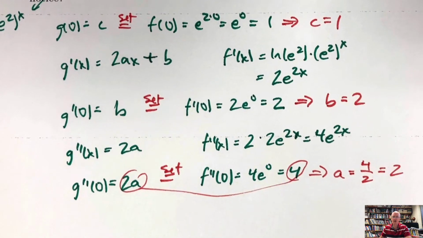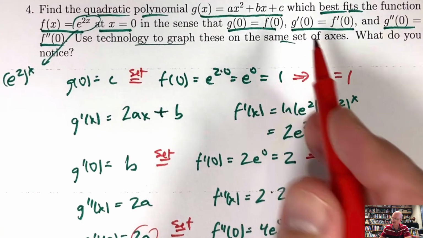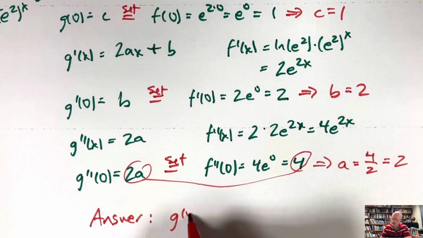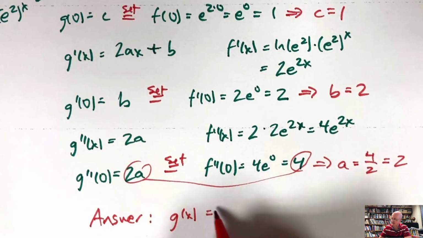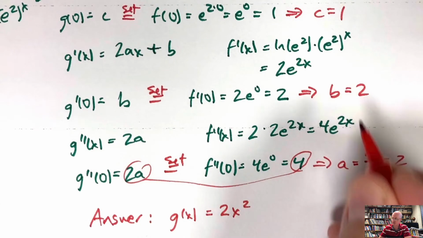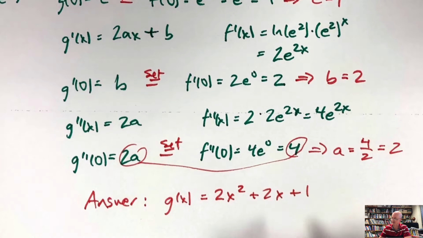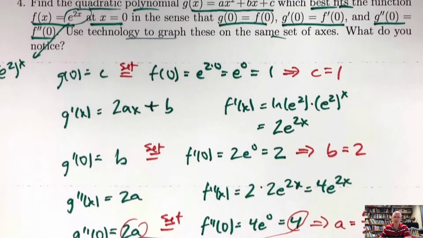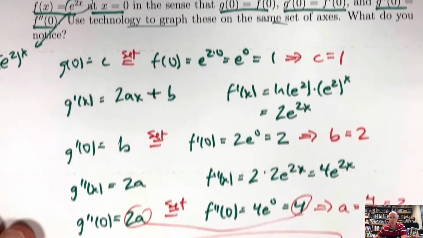So the answer to the question, find the quadratic polynomial which best fits this function in this sense here, is that g of x is ax squared plus bx plus c. A is 2, so we get 2x squared. B is 2, so we get plus 2x. C is 1, so we add 1. So there's the answer to finding that quadratic polynomial, but we also want to use technology to graph these things on the same set of axes and describe what we notice.